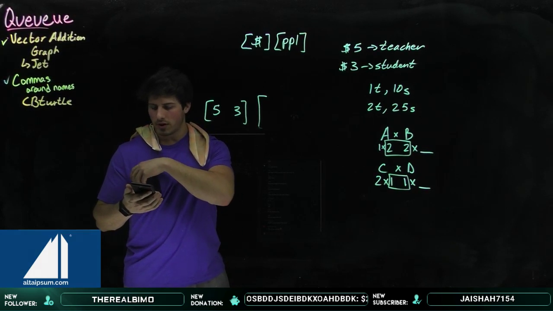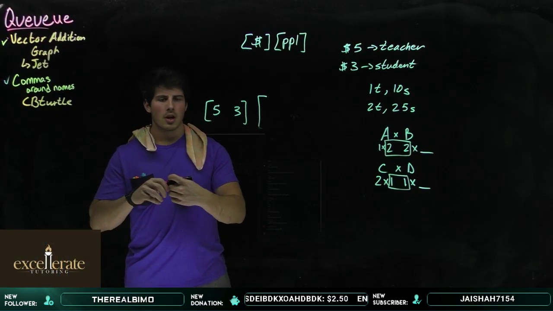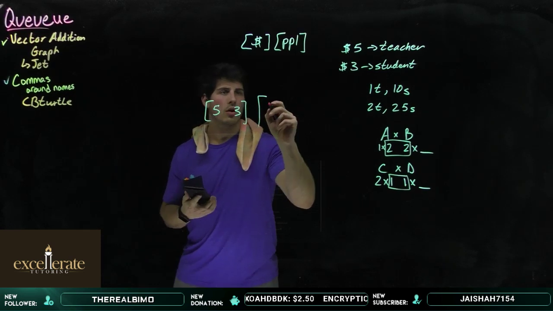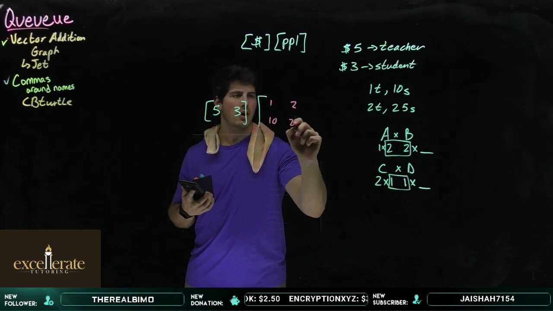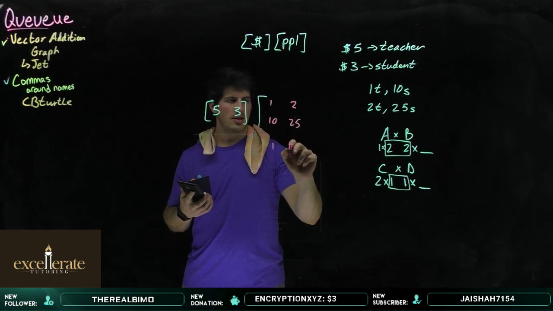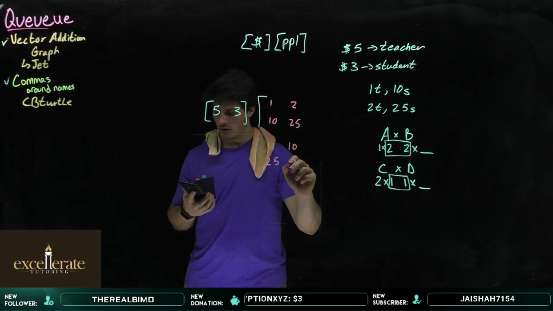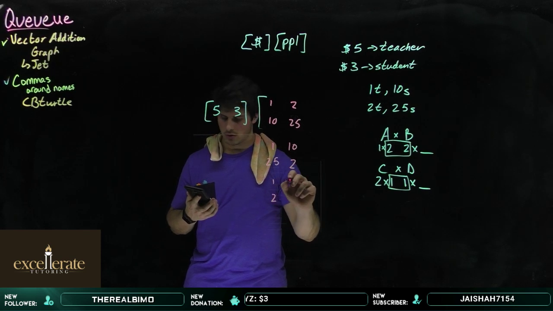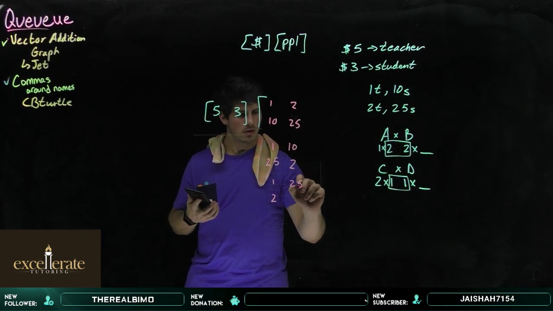Then we have a couple of different options here. We have 1, 2, 10, 25. 1, 10, 25, and 2. Or 1, 2, 25, and 10.